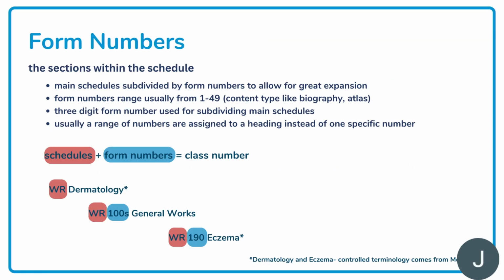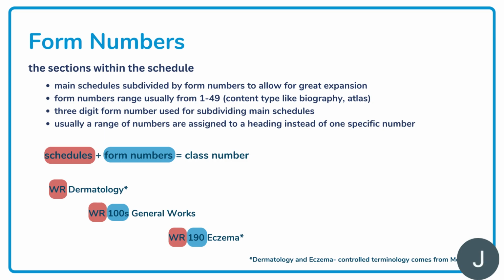Another component of the NLM classification are form numbers. These are cutter numbers that subdivide the main schedules. Form numbers 1 through 49 represent content type and will tell us what kind of material it is, like if it's an atlas or a biography. 3-digit form numbers are the ones used to subdivide main schedules.